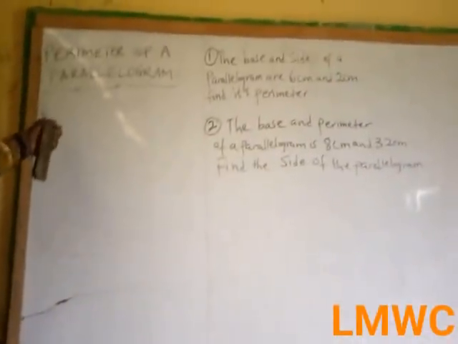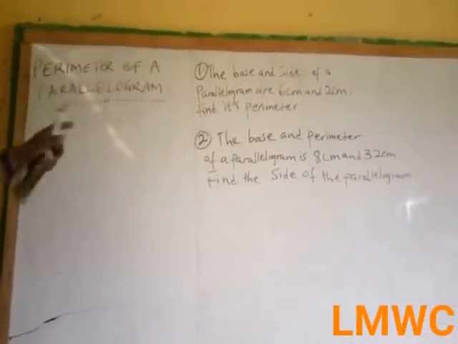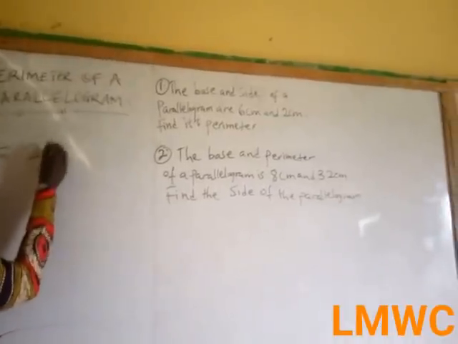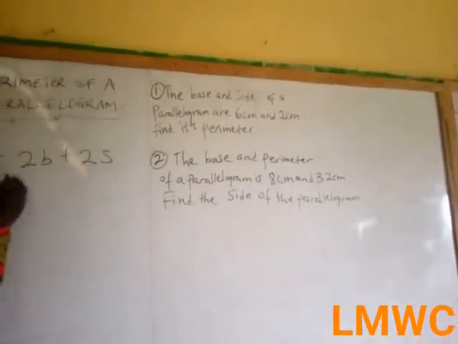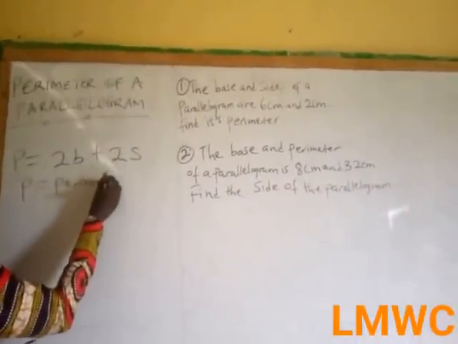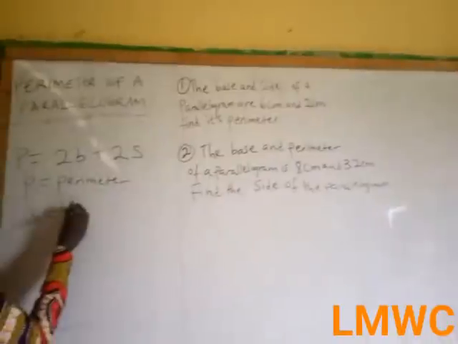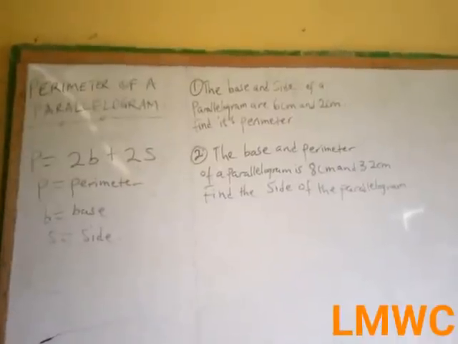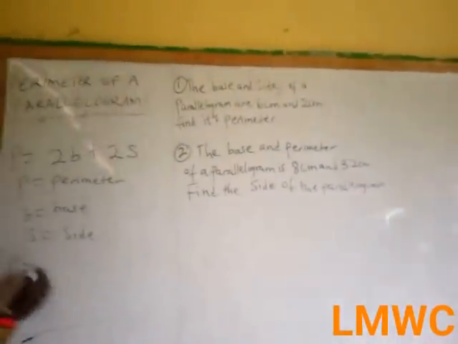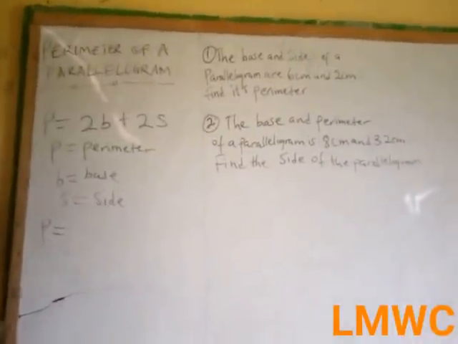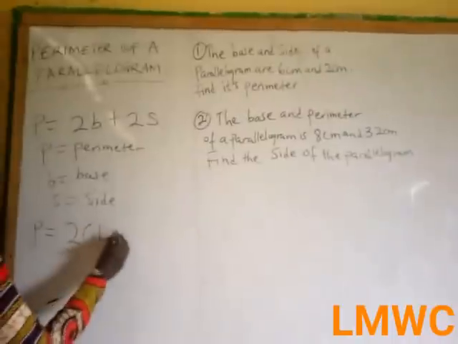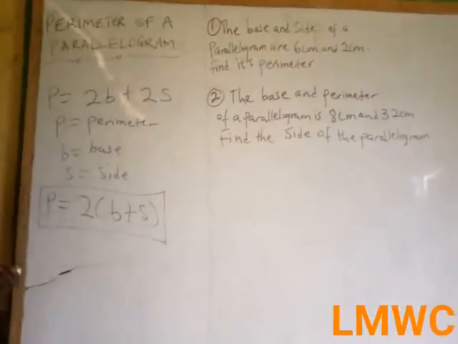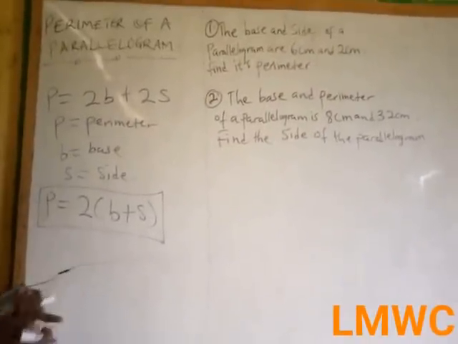We are still on parallelogram and we are on perimeter of a parallelogram. So for perimeter of a parallelogram, the formula is P equals 2B plus 2S, where P is equal to perimeter, B is equal to base and S is equal to side. So we have another formula. The same formula can also be written as 2 times B plus S. This is just the factorized form of this. Because for factorization, the common one will come out and then the common one will be in what?